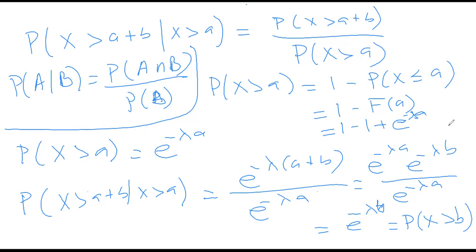This is just a simple proof of the property of the exponential distribution, which is similar to that of the geometric distribution. They have a memoryless property. Sometimes you may know the probability that X is greater than b, and you are asked to find the probability that X is greater than a plus b, given that X is greater than a. That given that X is greater than a does not really matter.